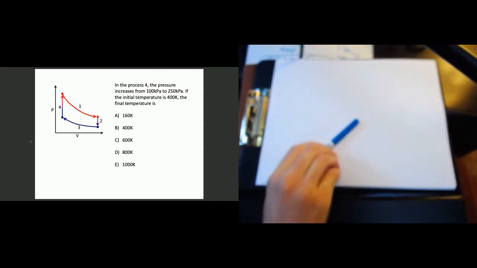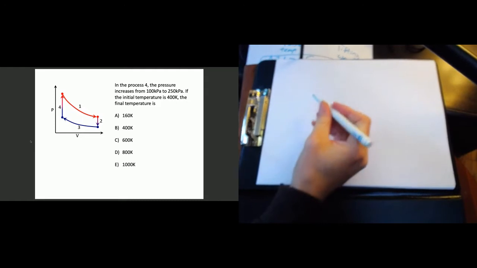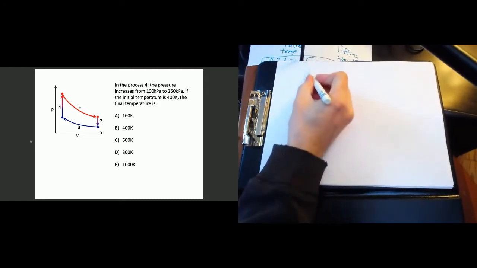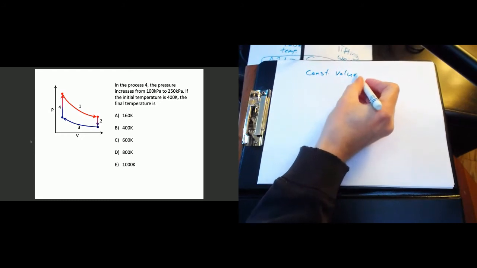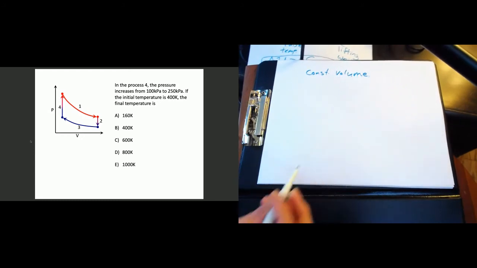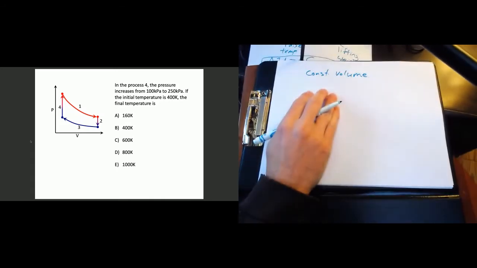So let me talk about this in a couple of different ways here. The first thing we notice about this process is that it's a constant volume process. Okay, so number 4 here, what we see is that the pressure is going up, but it's vertical, and so the volume is staying the same.